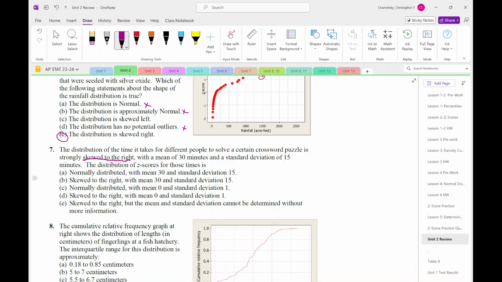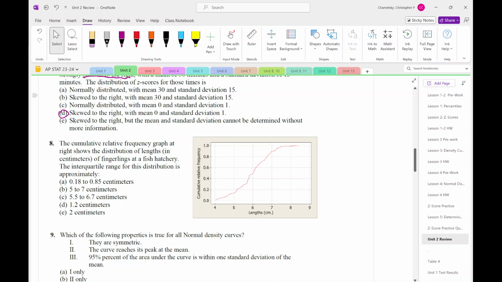The question is, what happens to our mean or standard deviation? Well, if we subtract the mean from every point, then our mean is going to go to 0. And then if we divide every point by the standard deviation, our standard deviation is going to go to 1. So we're going to be skewed to the right with a mean of 0 and standard deviation of 1.